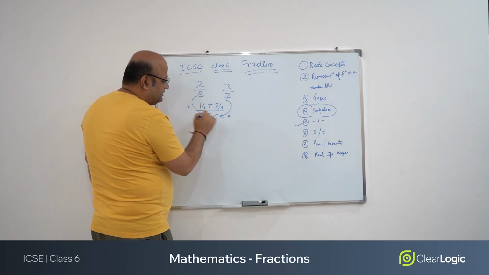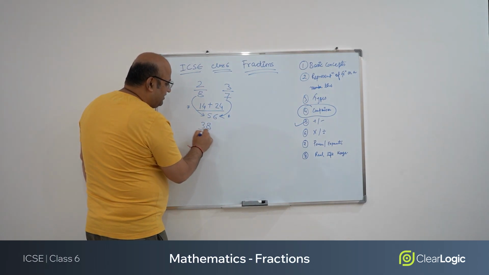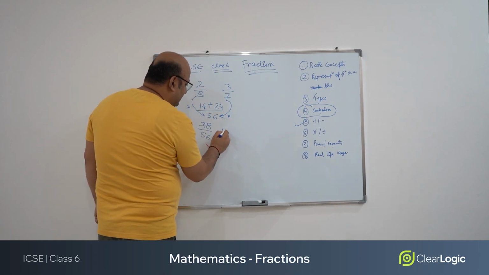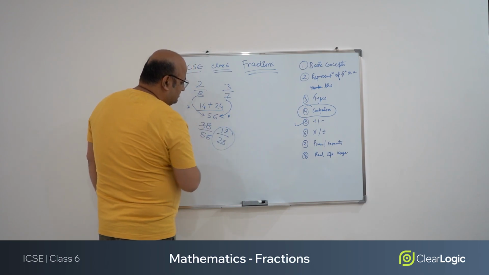This is how you do it. Now this is 14 plus 24 is 38 by 56, and we further simplify this. 2 19s are 38, 2 28s are 56. This is the answer.